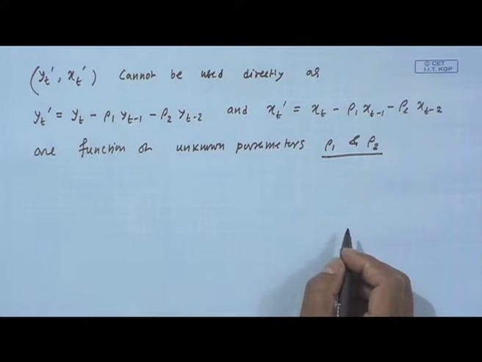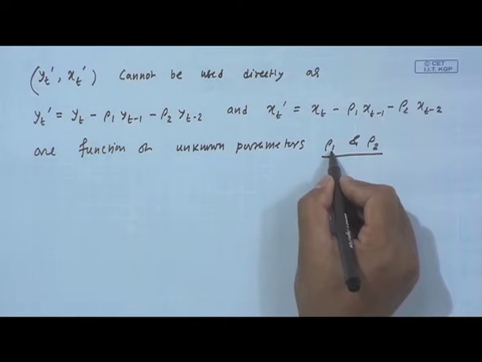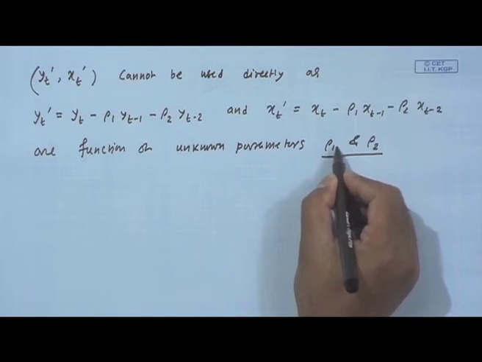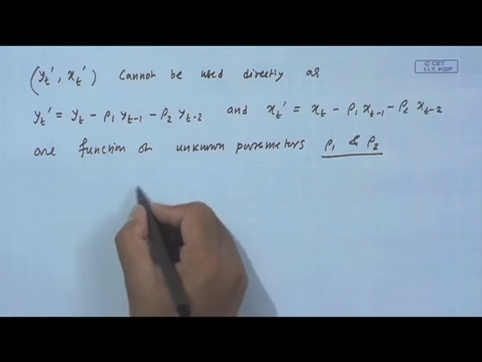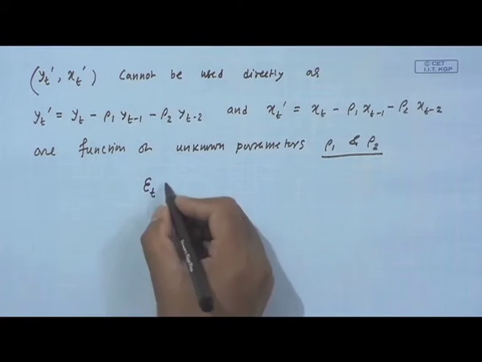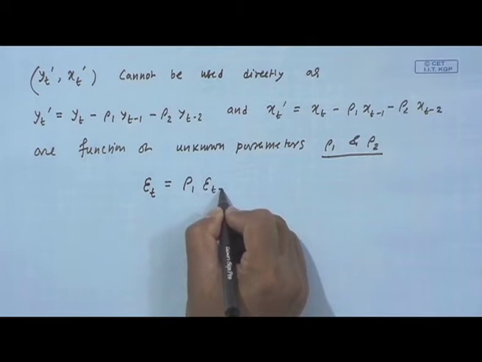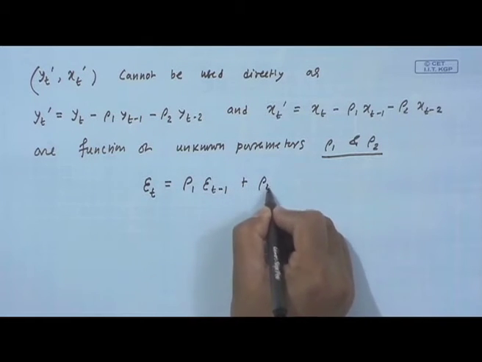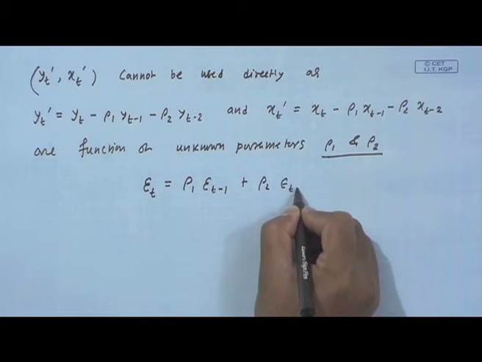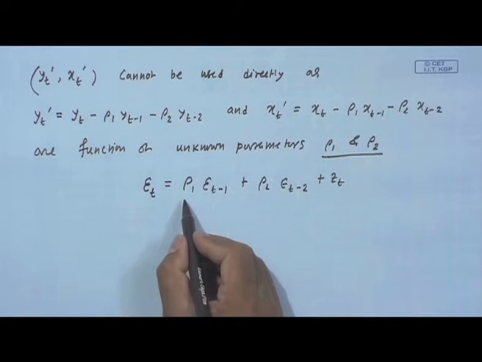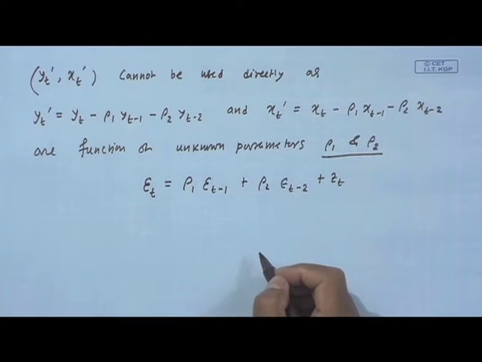So, we need to estimate them, and we know that these are the autocorrelation parameters. What are rho 1 and rho 2? They are the autocorrelation parameters for this second order autoregressive process, rho 1 epsilon t minus 1 plus rho 2 epsilon t minus 2 plus z t. So, we need to estimate this rho 1 and rho 2. So, how to do that?